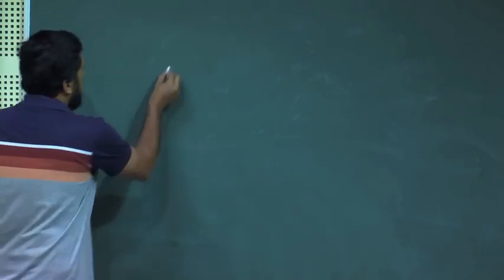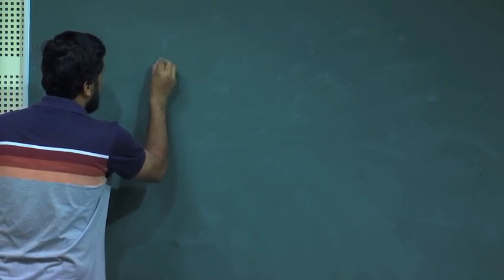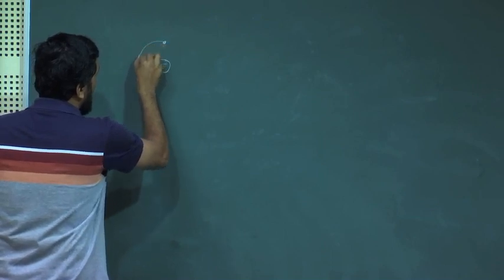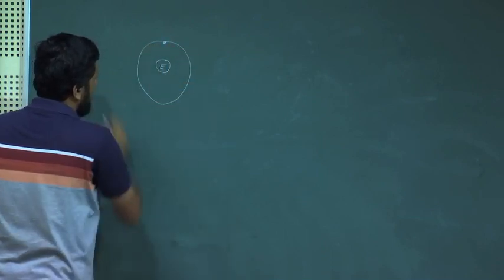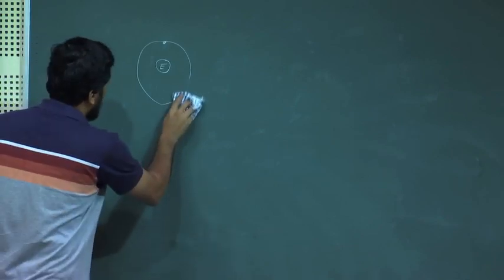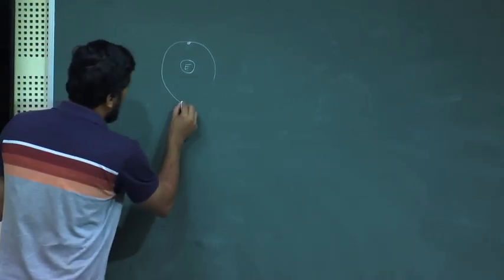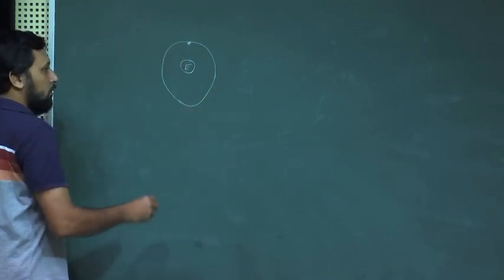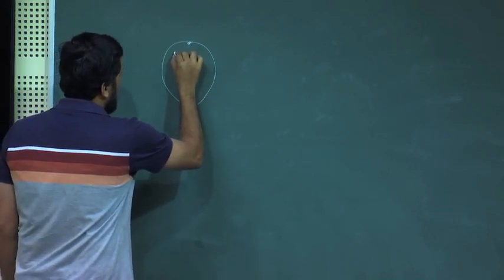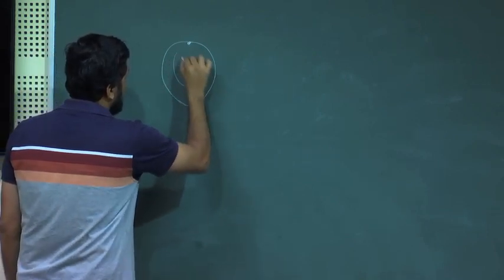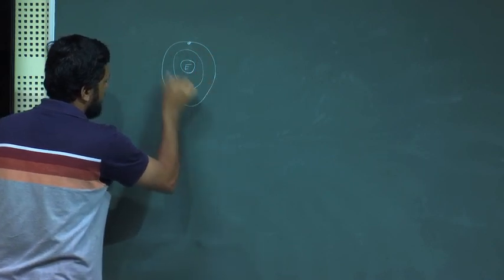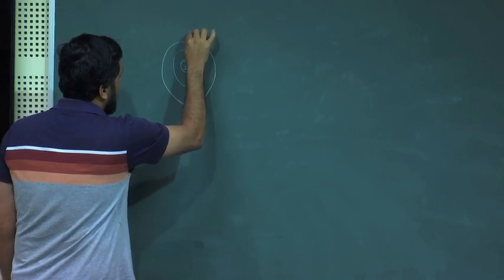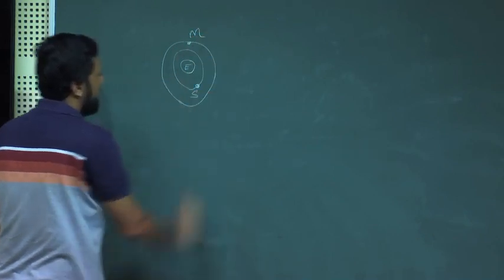Take an example. Let us say we have Earth here, and the Moon is revolving around Earth in an elliptical orbit. Once again, it has to be an elliptical orbit, because this is also a gravitational force law. Now, we have an artificial satellite, which is revolving around Earth. So, let us call this M and let us call this S.